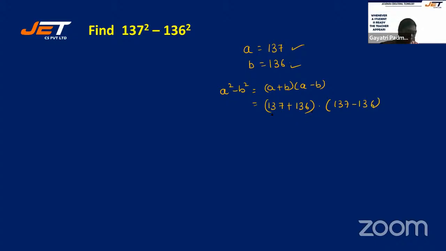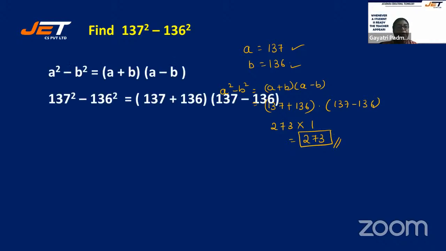Right? So now what happens when you add up these both? We get 273, into 137 minus 136, which is 1, whereby your answer is 273. There is no unit, so you can just put it as 273. Is it clear? If you have got 273 as your answer, then you have understood this formula and how to use it.